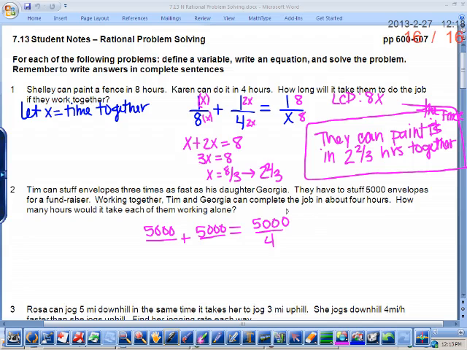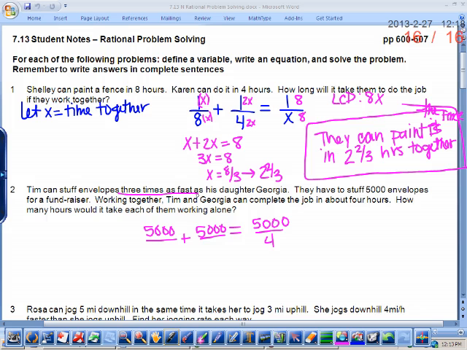Now, would you agree that Tim's time and Georgia's time are related? Yes. Okay, Tim can stuff the envelopes 3 times as fast as Georgia can. So if Georgia stuffs the envelopes in 3 hours, how long will it take Tim? Yeah, it takes her longer, right? If he can stuff them faster, it takes her longer, right?